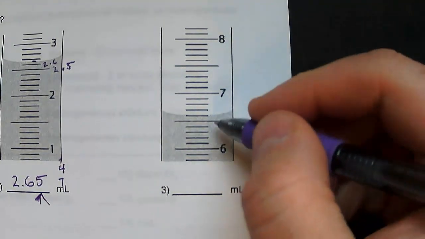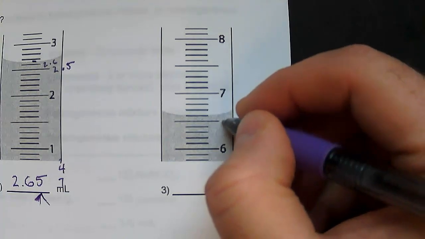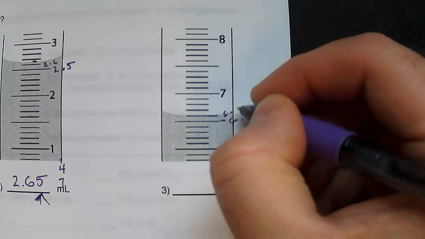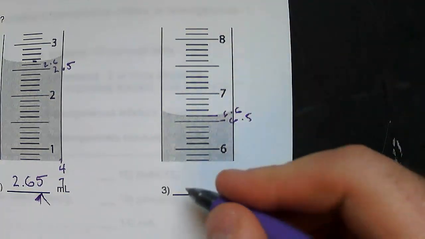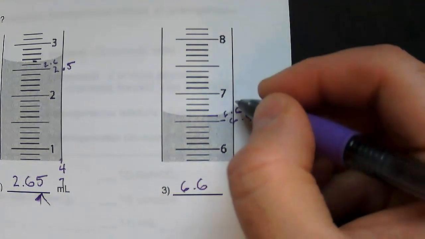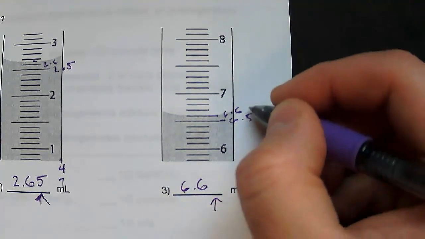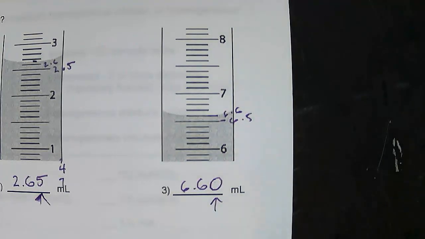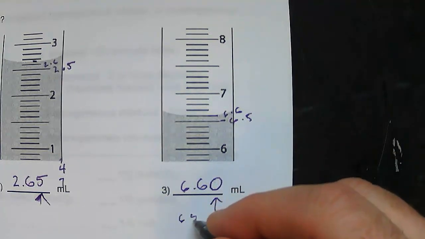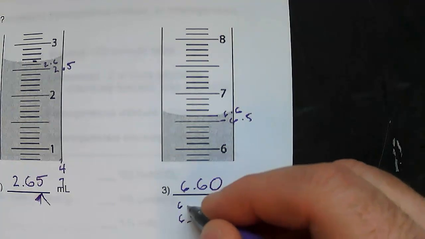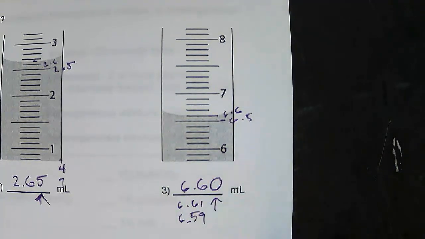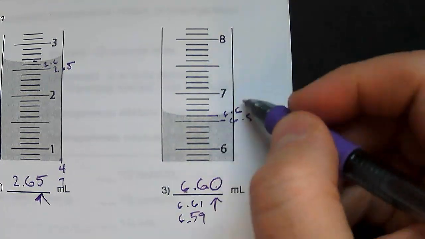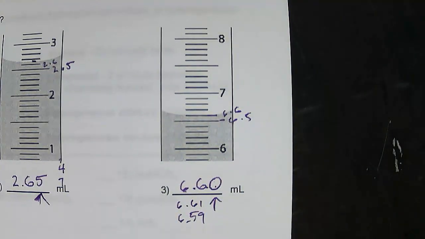Okay, so same thing now. We have, let's see, this is 6.5, this is 6.6, so it looks to be right on the 6.6 line. So again, you have to give me one space beyond what's given, so that's going to give me a 0 here. Now if you said that's 6.59 or 6.61, I'm okay with that. But if you gave me 6.6, you have to put the 0 there because it's one place beyond what's given. That's the key.